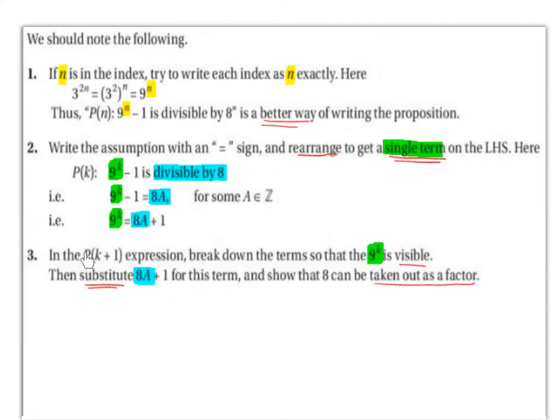In the P of k plus 1 expression, break down the terms so that the 9 to the power of k is visible. Then substitute 8a plus 1 for this term and show that 8 can be taken out as a factor. So since you will have stated something along the lines of 9 to the power of k equals 8a plus 1, you can swap the 9 to the power of k for 8a plus 1.